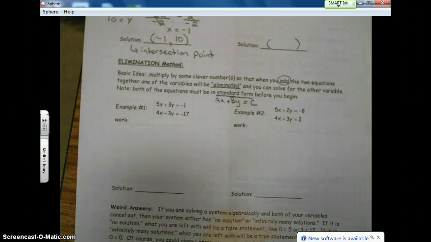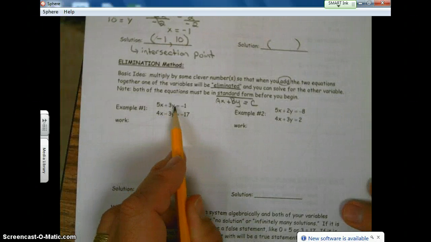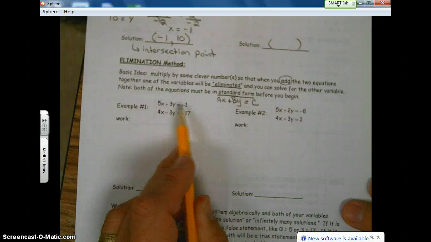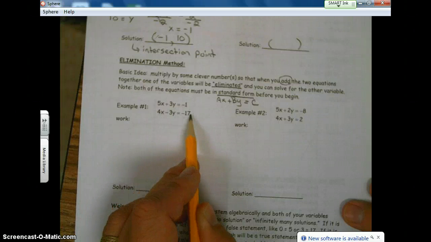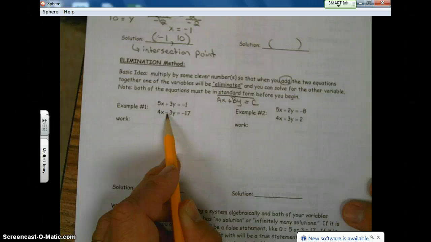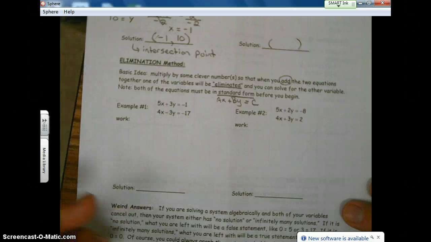Okay? So notice in example 1, ax plus by equals c. Notice a, b, and c are constants. In other words, numbers. ax plus by equals c, whereas b is negative, so when I say plus, it could be plus negative 3. A, b, and c are constants.